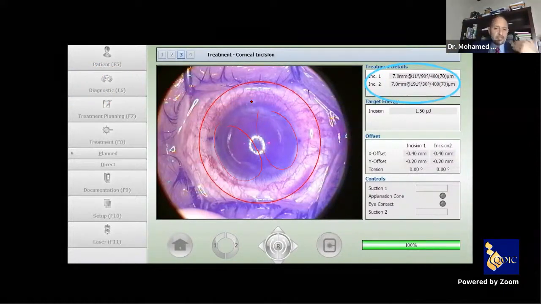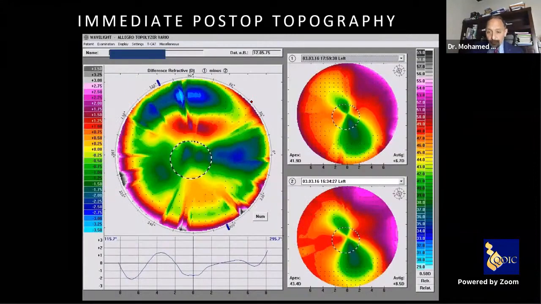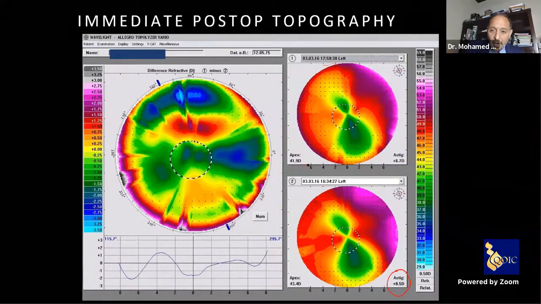and a Topolyzer, and just to get a Placido disc topography as well, to see the effect of the incisions that we've done. And surprisingly, we didn't find that it was very effective, because the astigmatic correction was only, you see, from 8.5, and immediately, if you go here, it's 434, and this is around 6. So it's like an hour later.